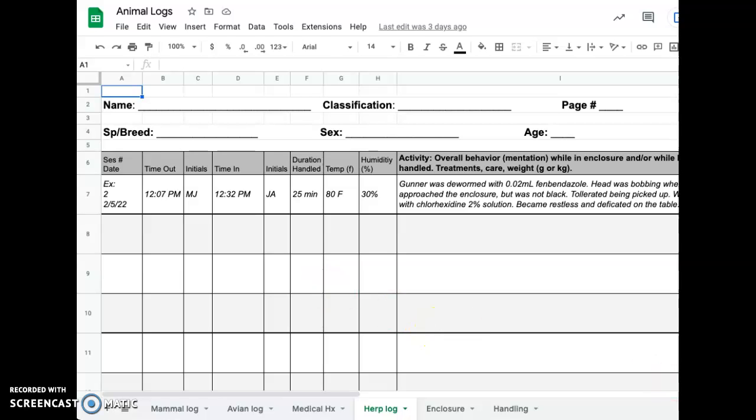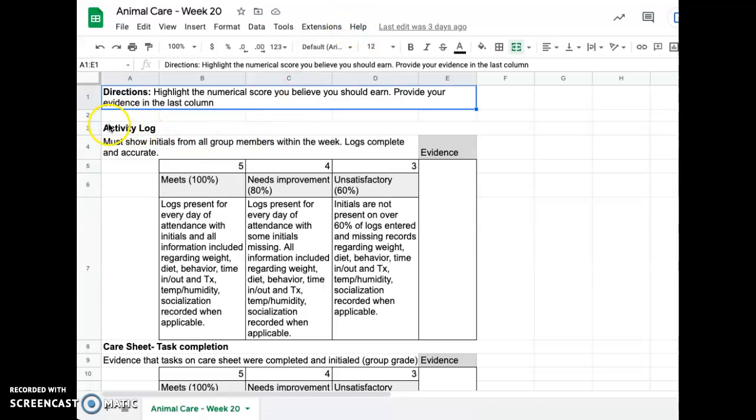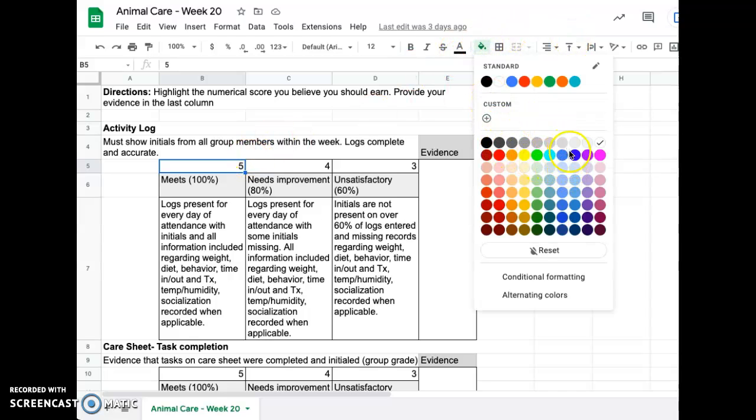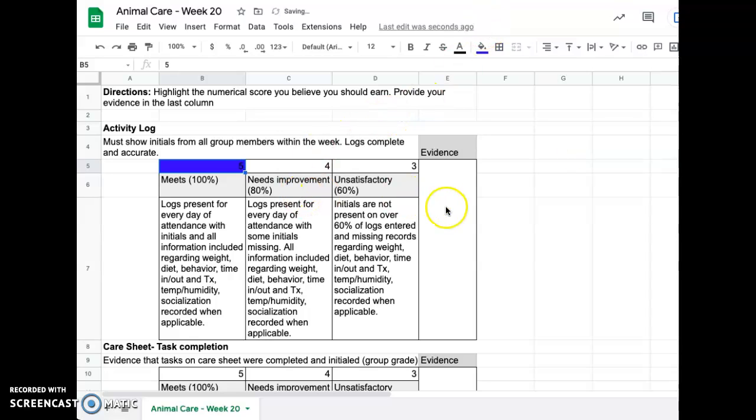My reptiles, we've got our time in and out, but then we also have our temperature and humidity that we need to record. So that should also be included in my reptile log. So that activity log, that's what we're talking about here for that first task. I felt all of the logs were completed, so I'm going to give myself a 5 on that. I'm going to select 5, go to the paint fill can, and fill that as a 5.